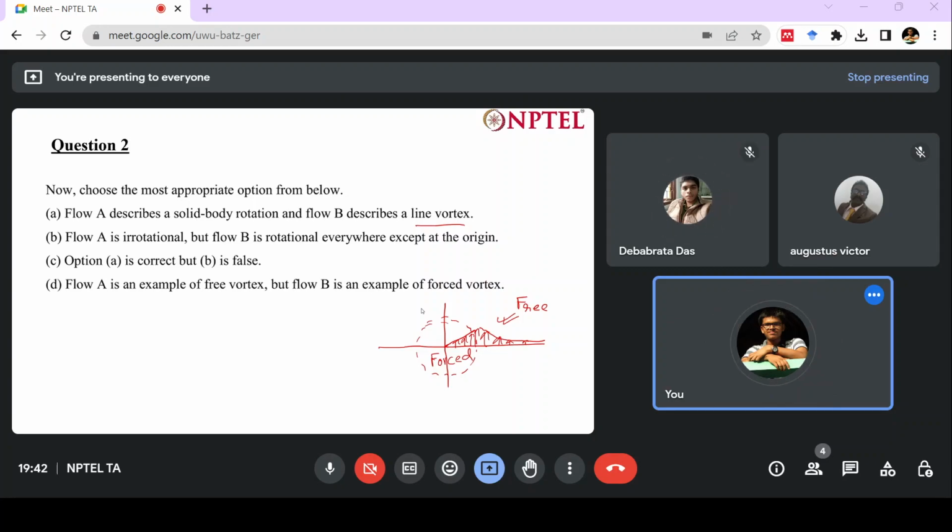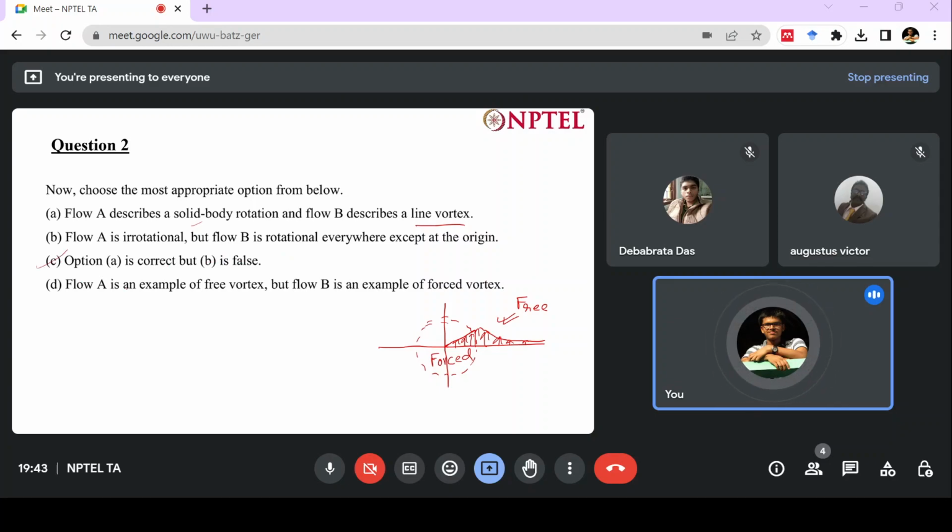No, sir. Okay, is option A correct? Yes, sir. Option A is definitely correct. And what about option B? Flow A is irrotational. Is it irrotational? No, sir. It is rotational. It is definitely rotational. And B is rotational everywhere except at the origin. Is this correct? This is exactly the opposite actually. Yes, sir. B is irrotational everywhere except at the origin. At the origin, it is rotational. Otherwise, it is irrotational. So option A is correct and B is false.